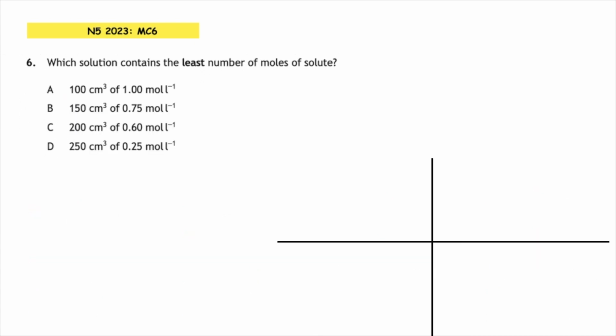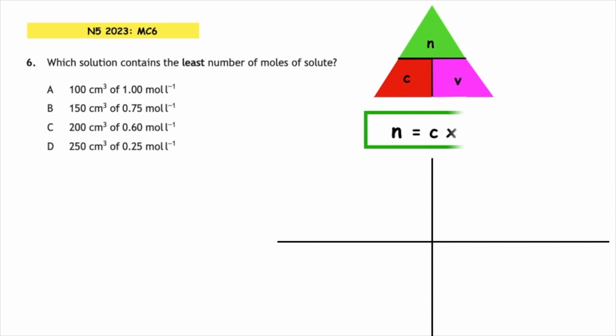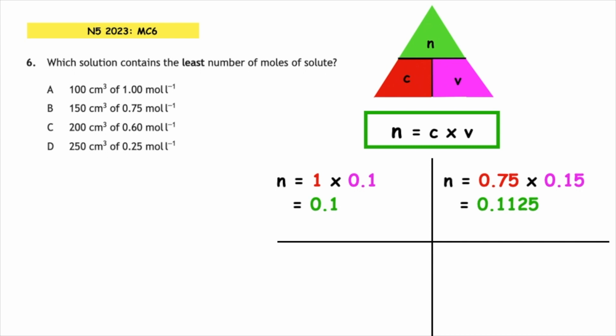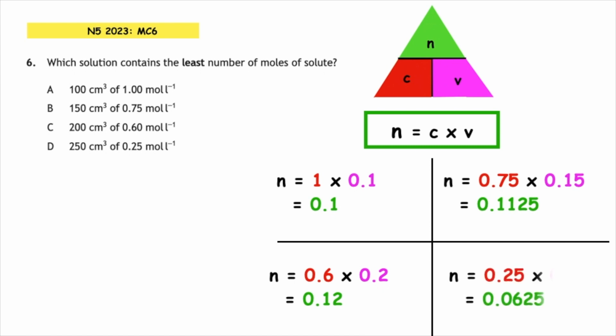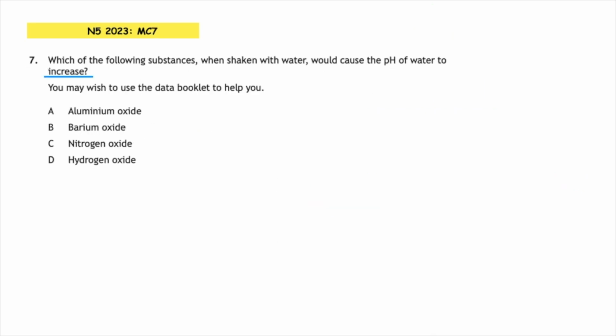Multiple choice 6, which solution contains the least number of moles of solute? So we're going to have to use our triangle, our never cuts violets, and the question wants us to calculate number of moles, so we're going to do n is equal to c times v. We can insert the concentration straight from the answers A, B, C and D, but for the volumes we have to put them into litres and divide them by 1,000. And when we put that into our calculator, we can see that the one which has the least number of moles of solute would be D, which comes out at 0.0625 moles.